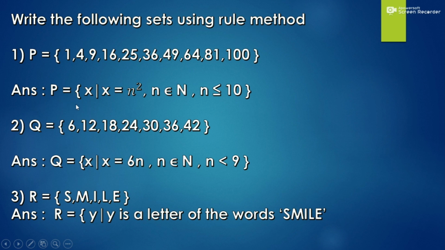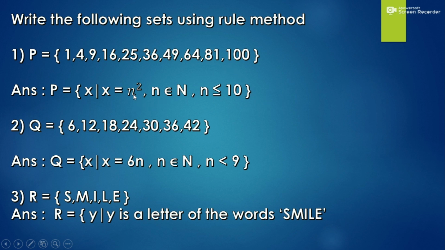Then P is a set of all x such that x is equal to n square, and n belongs to natural number and n is less than or equal to 10. That means 10 is included in the set. In the last example, it was only less than 10, therefore we could not include 10 in the set, but here it is less than or equal to, that means 10 is also included in the set.